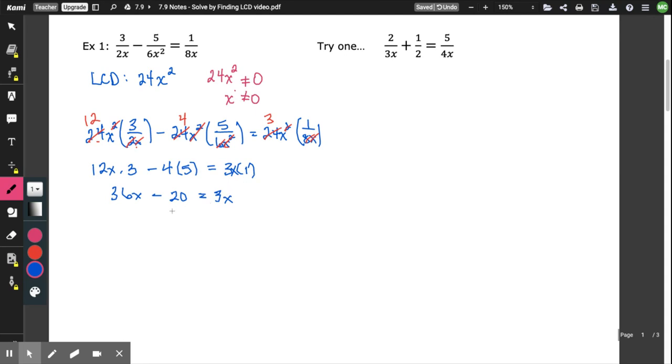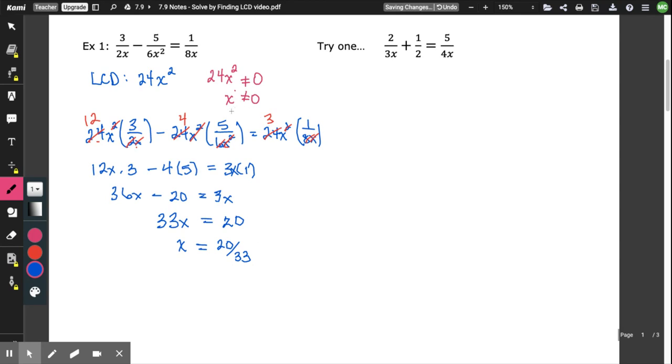All right, so I need to gather my x's together on the left side of the equation. So I'm going to subtract 3x from both sides. That'll give me 33x. Then I'm going to add 20 to each side of the equation. That'll give me 20 on the right. Now to solve, I'll just divide both sides by 33. So I get x is 20 over 33.